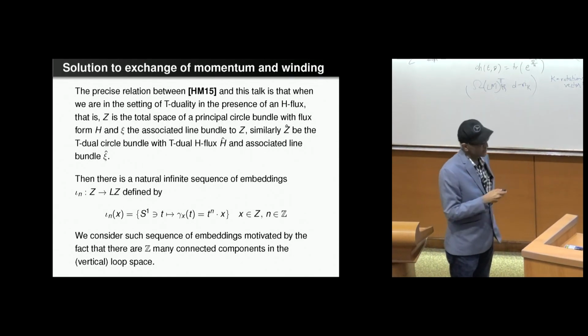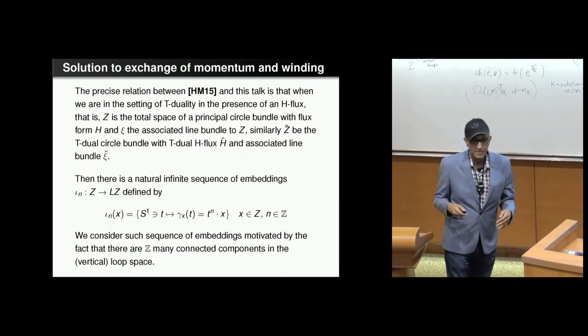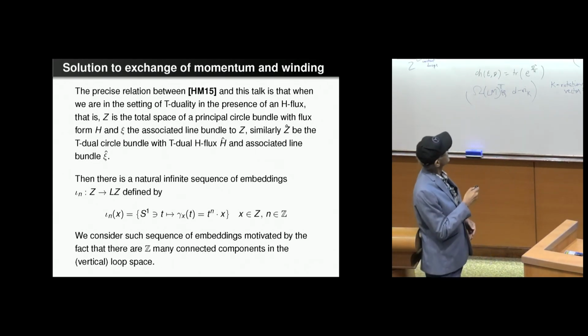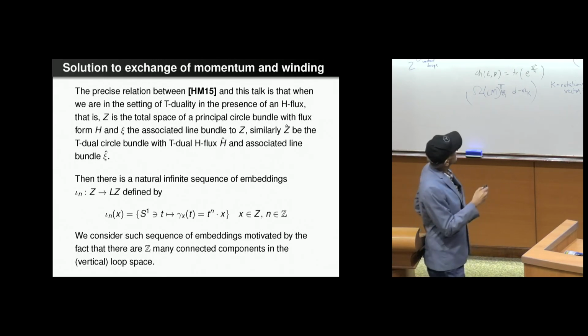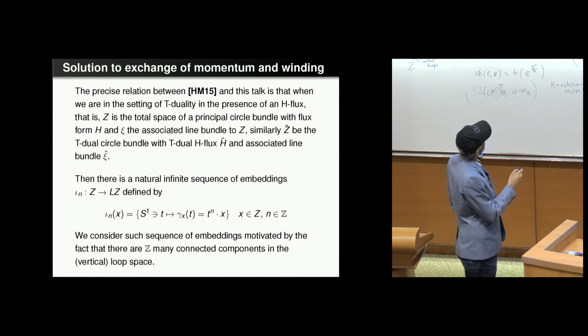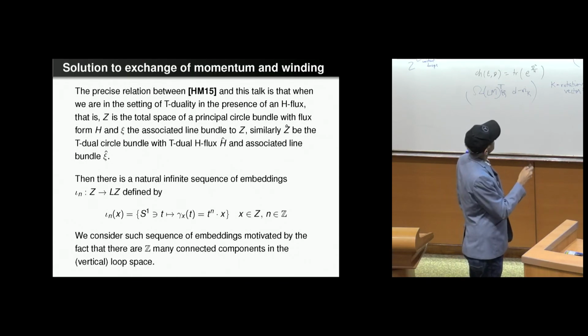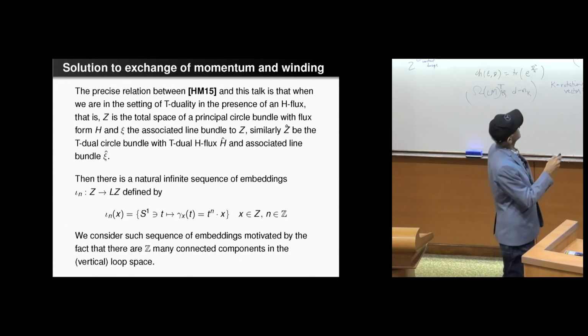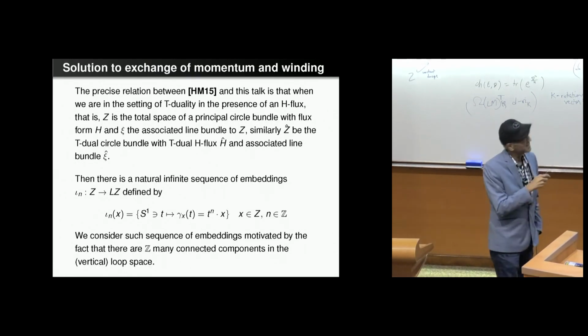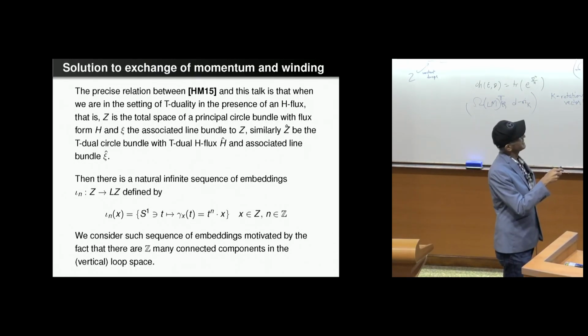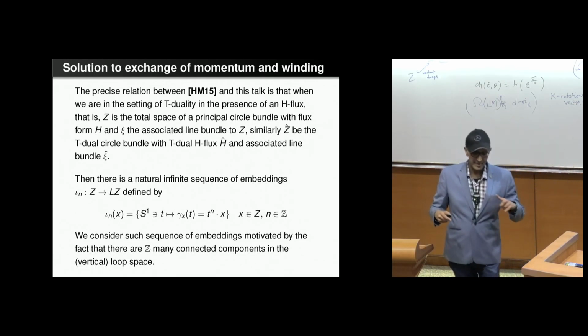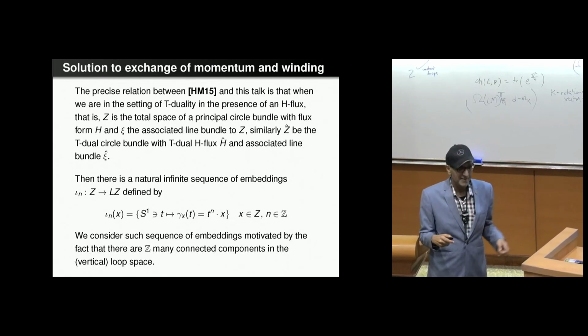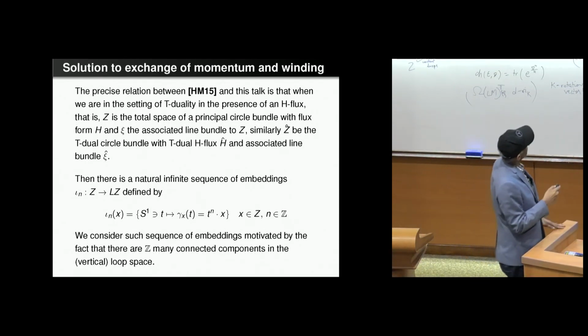Okay, so now, I want to define an infinite number of embeddings of the manifold Z into loop space. So iota n at the point x in Z is just this loop: t goes to gamma x of t, which is t to the n dot x. So here, this t is in the circle, and somehow this t is the circle of the circle bundle, right? So, and I claim it's an embedding.